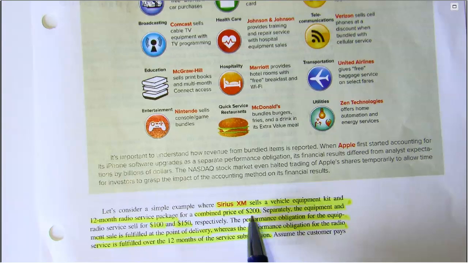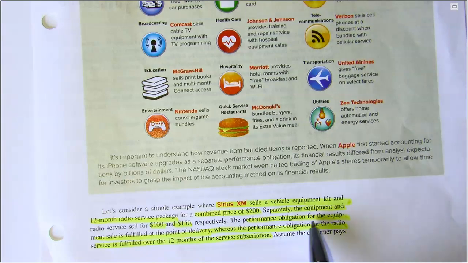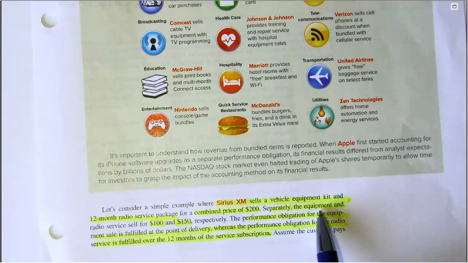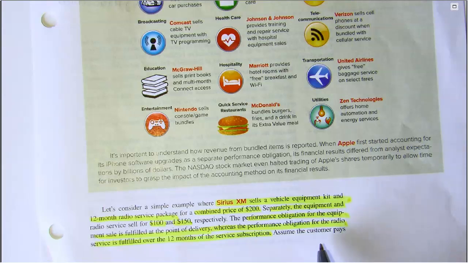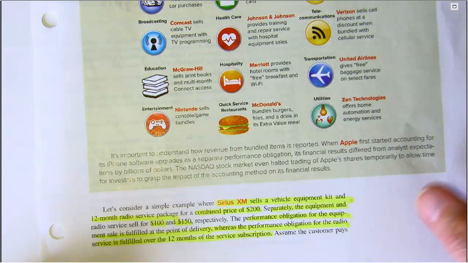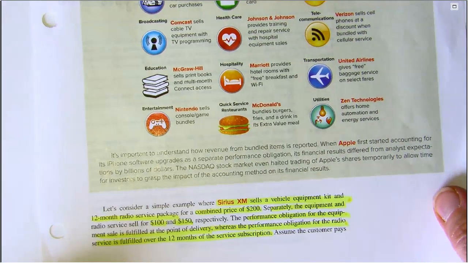So if you add those two together, that comes to more than what the customer is paying for the bundled service and equipment. Now, the performance obligation for the equipment is satisfied the moment that equipment is delivered to the customer. But the radio service occurs 1/12 each month. You earn it 1 month at a time. So how do we record this?